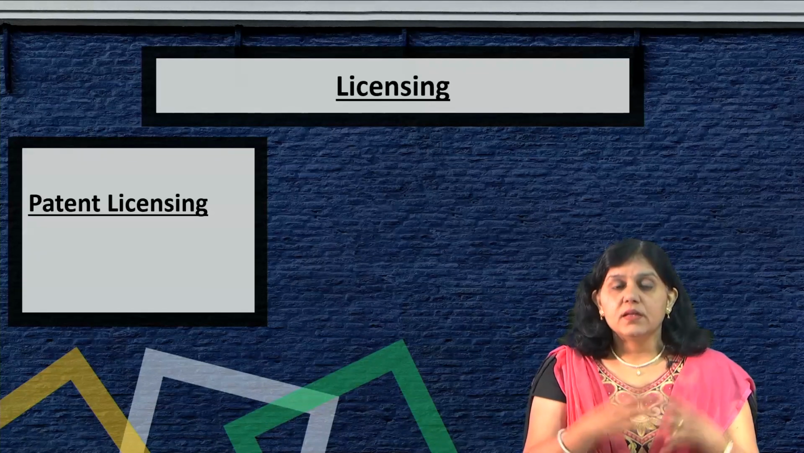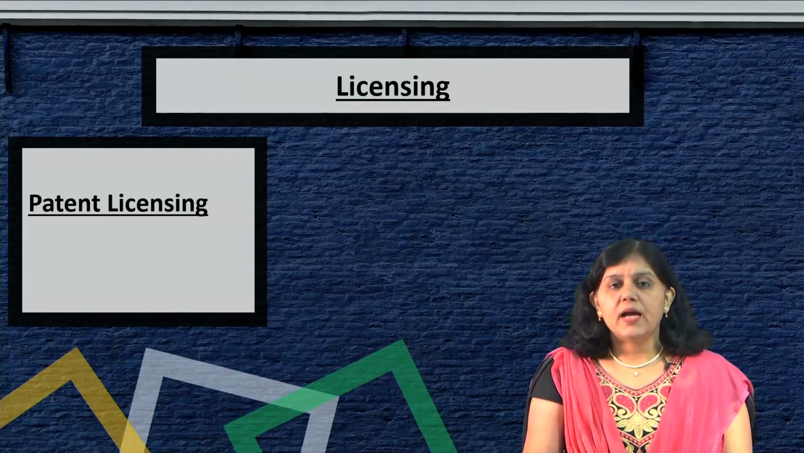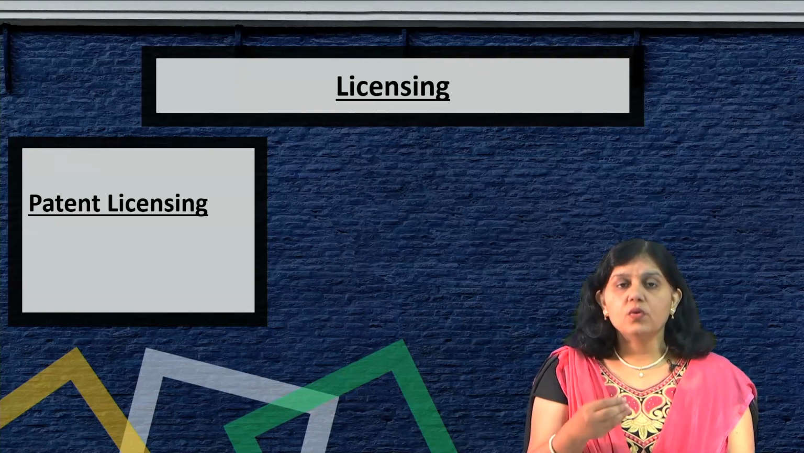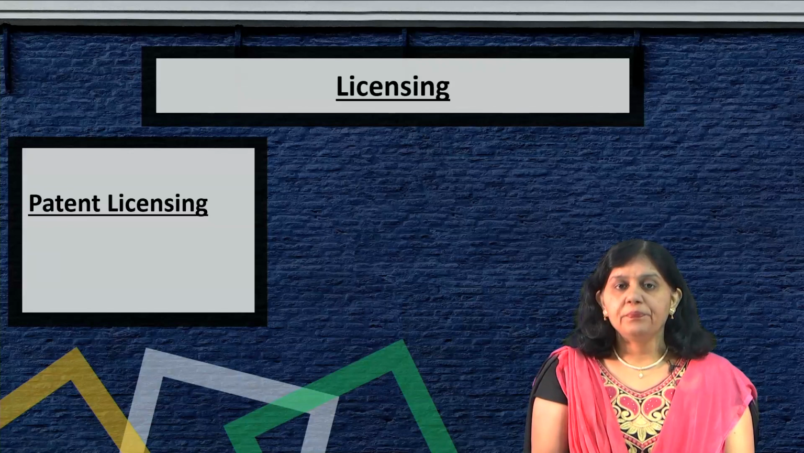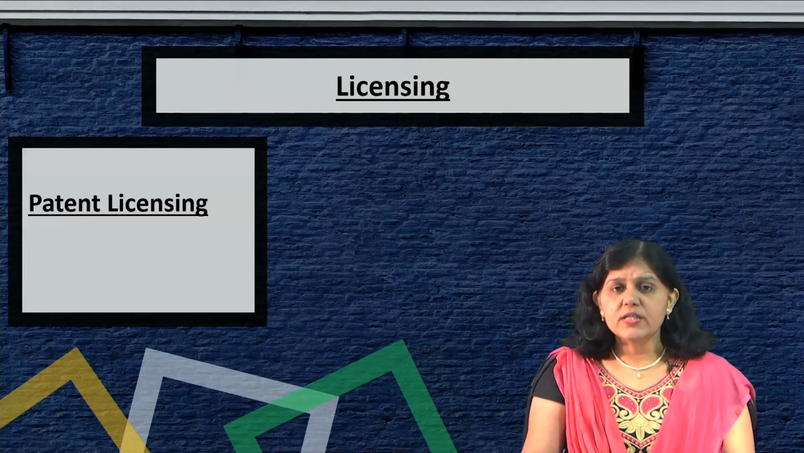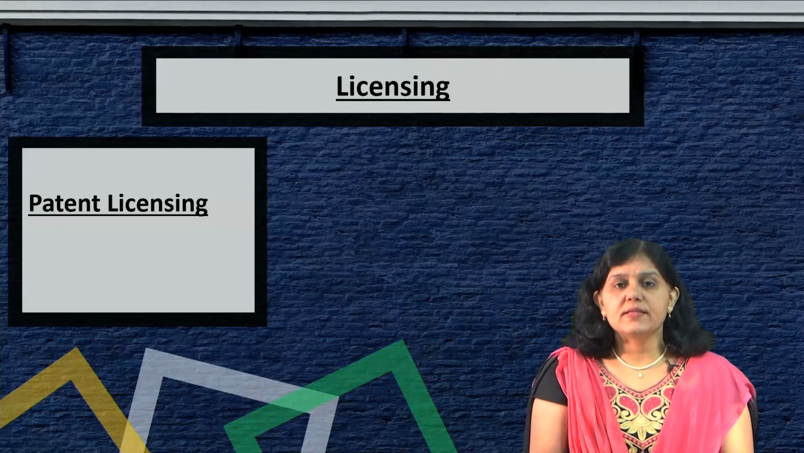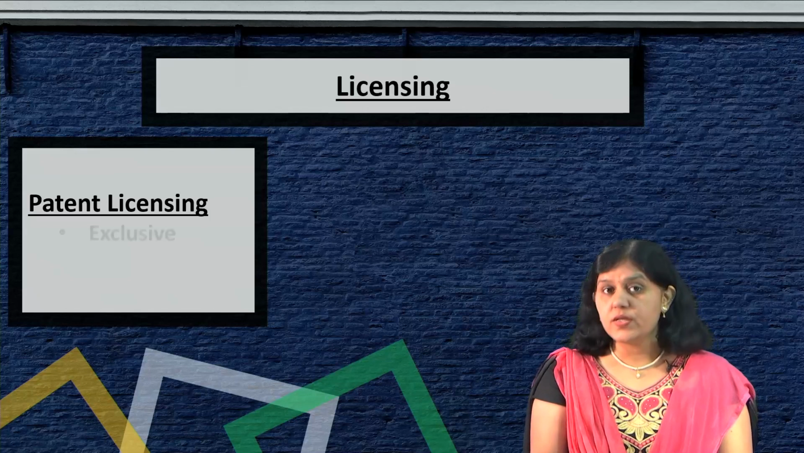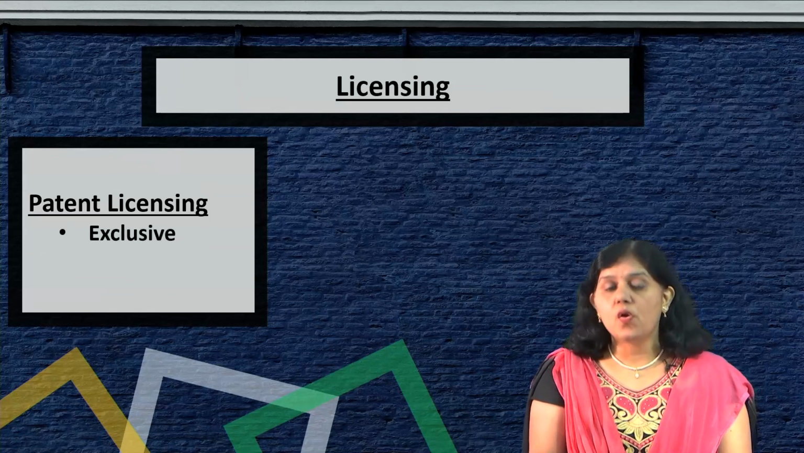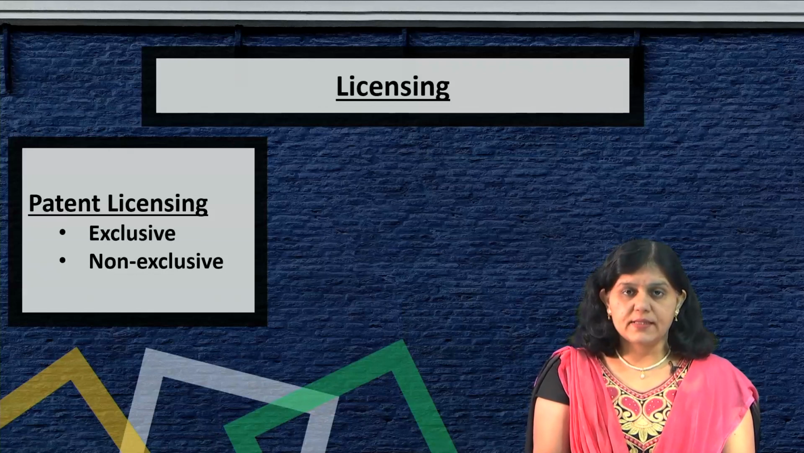But the other way is licensing. Here the owner, that is the assignee, can think of a transfer of rights to someone else. So technology transfer can be followed. Now, what are the kinds of licenses? There are two types of licenses broadly: an exclusive license and a non-exclusive license. These are the two kinds of licenses.